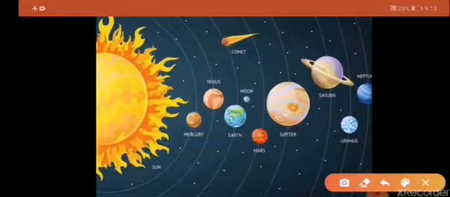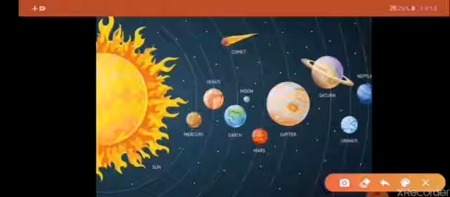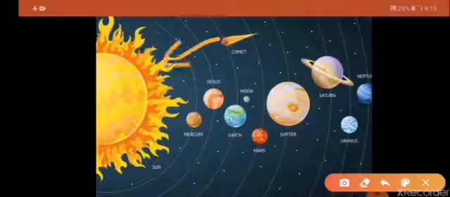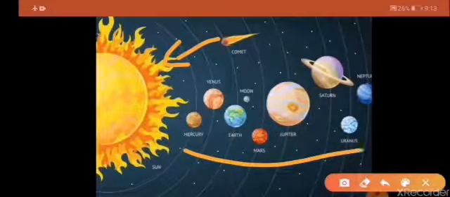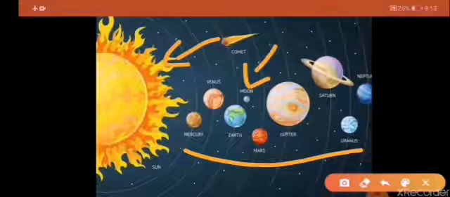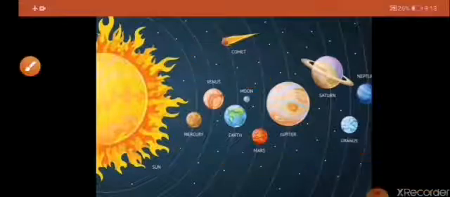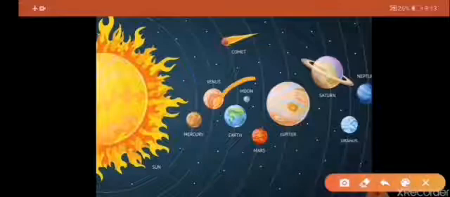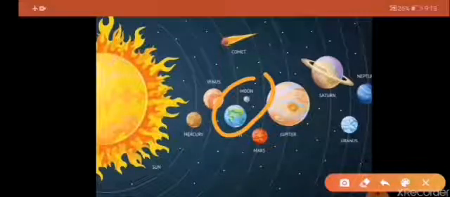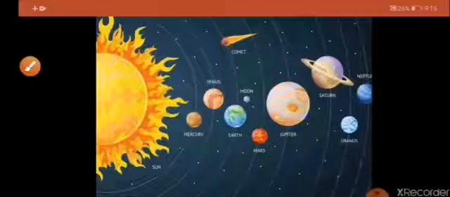If you look here, you will find that this is a picture of the solar system. The solar system is outer space, and it consists of one sun, 8 planets, and also the planets' moons. The most important planet for sure is our planet, the Earth, and it's the third planet in the solar system.